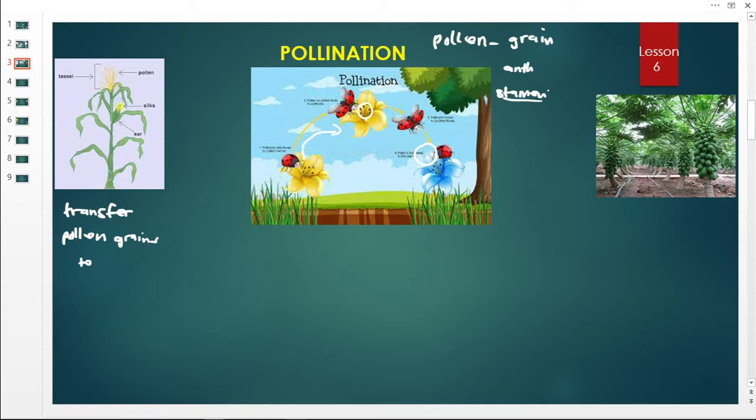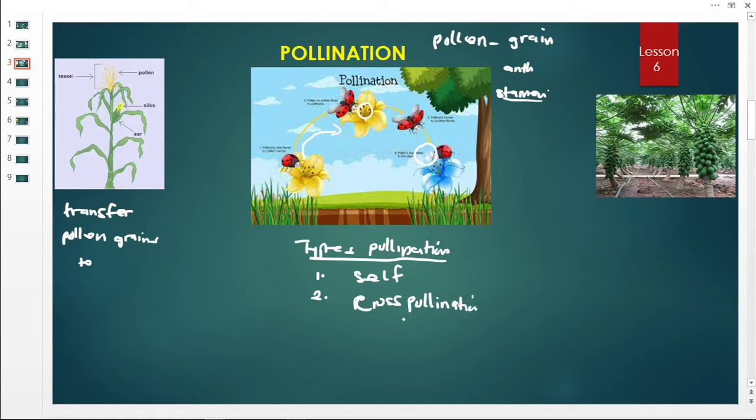Then let us look at what we call types of pollination. I think you still remember from your primary 4 that we said we have two types of pollination. One is self-pollination and another one is cross-pollination.